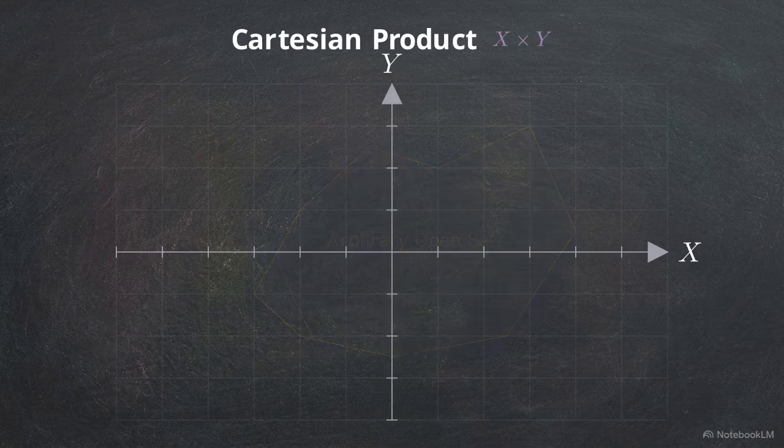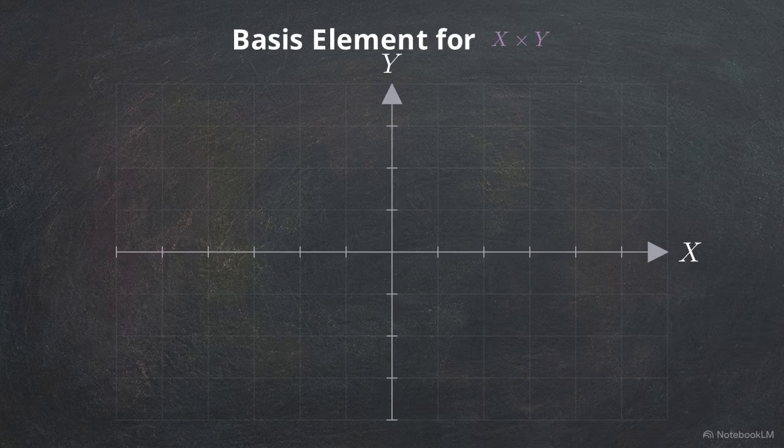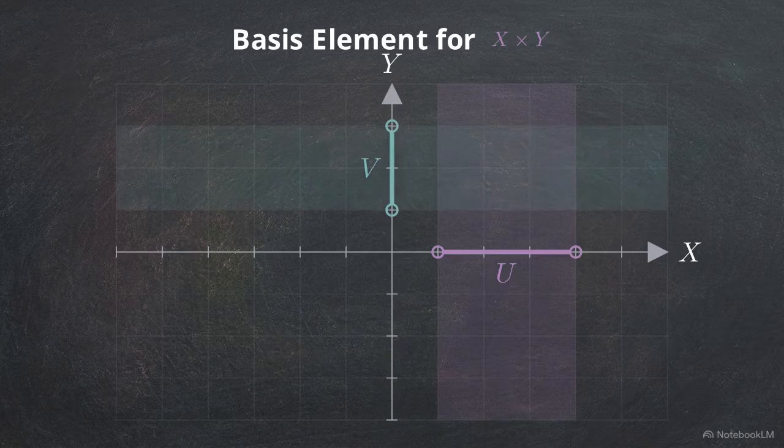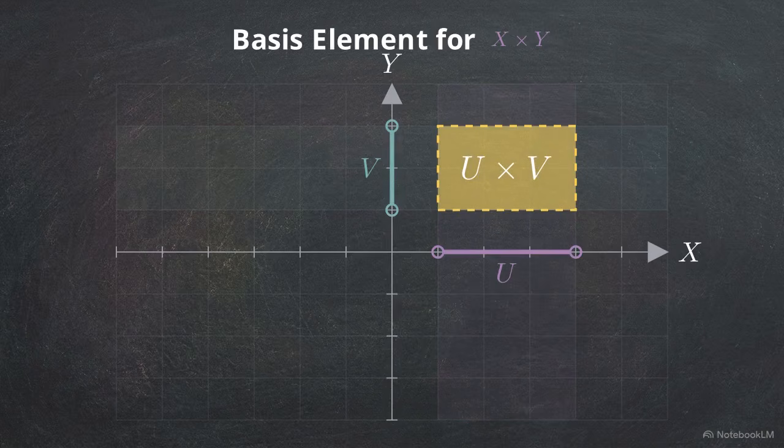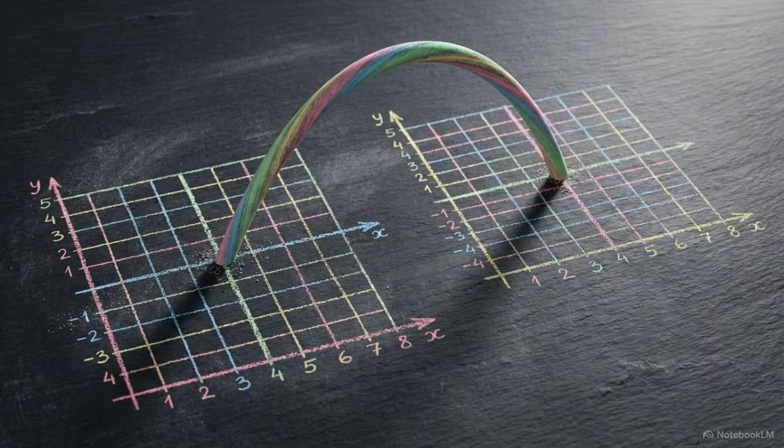Instead of listing every open set in the product space, we use a basis, a smaller collection of sets that generates the entire topology. For the product of X and Y, a basis element is constructed by taking an open set U from X, an open set V from Y, and taking their Cartesian product, yielding the open rectangle U cross V. In finite dimensions, this structure behaves highly predictably.